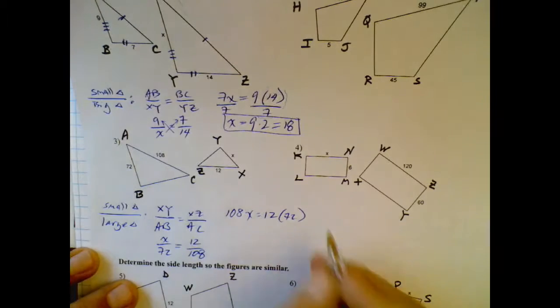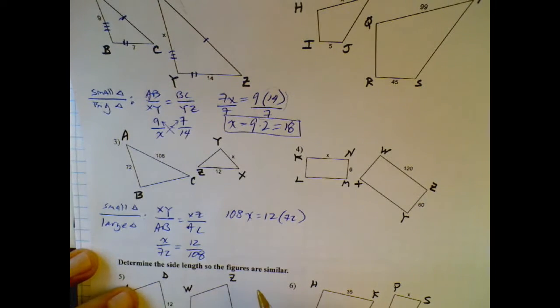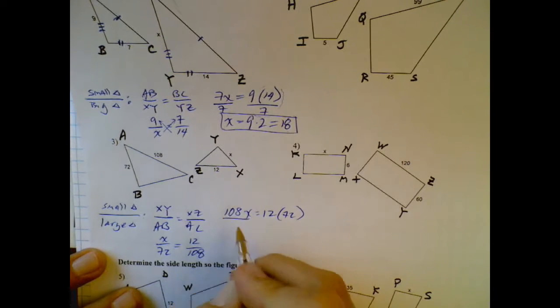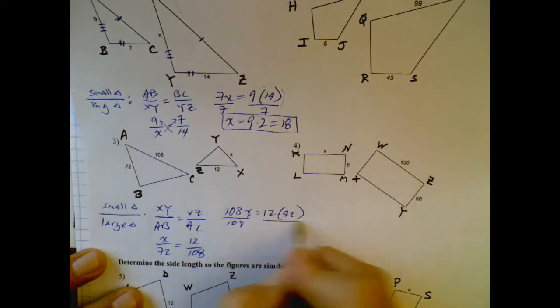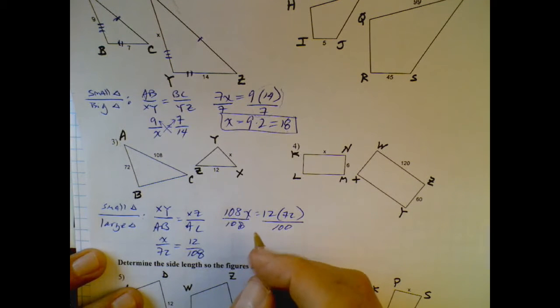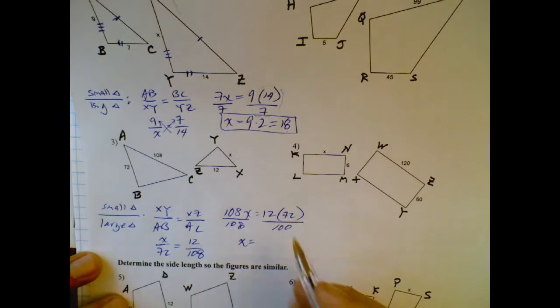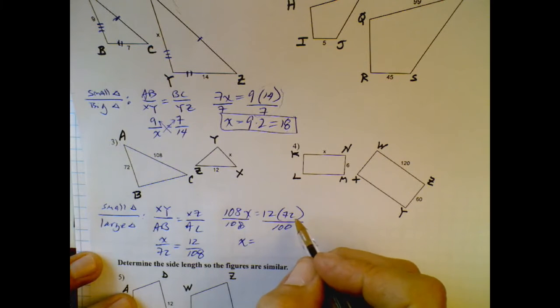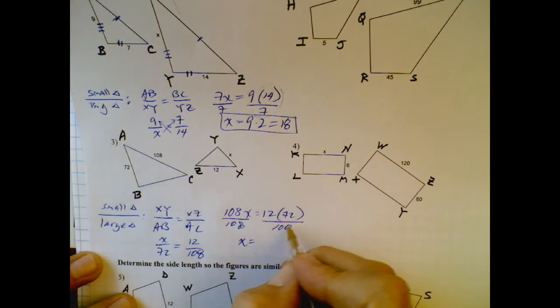Actually, now that I've got this out, I'm going to go ahead and solve this because that'll give us a chance to demonstrate some factoring. So I want to divide both sides by 108, and that allows x to be by itself. And now I have this mess over here. Well, that's 100, and I wrote 100. It's not 100, it's 108, isn't it?